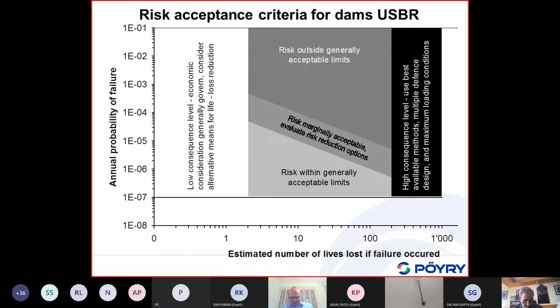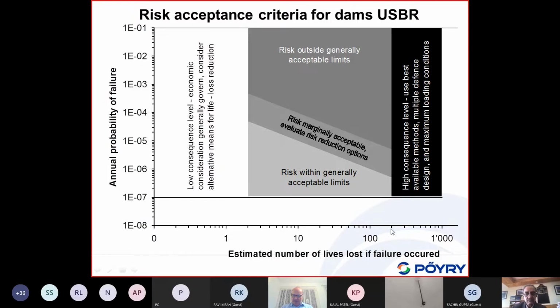So if you do some risk analysis, there are some people who do not believe in the result basically, and there are people who push it hard in the direction. Okay, so let me look now into the risk acceptance criteria, which is related to the estimated number of lives lost if failure occurred. I think I've shown it once already.